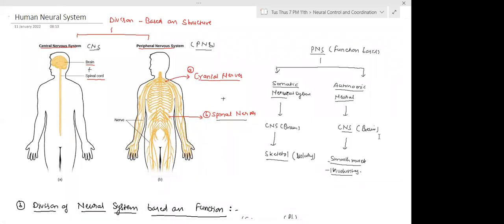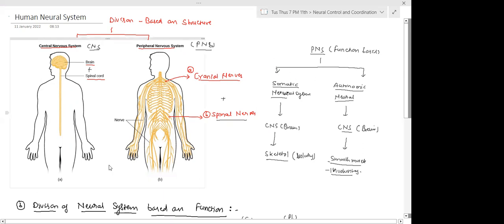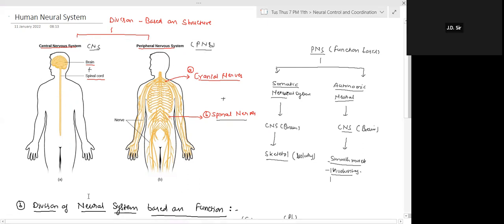Note it down. Okay, sir, but if PNS is divided into somatic and autonomic, then what about cranial and spinal nerves? They are the nerves. Basically, these are just nerves. These are the systems. So PNS has two systems, and we have two types of nerves.